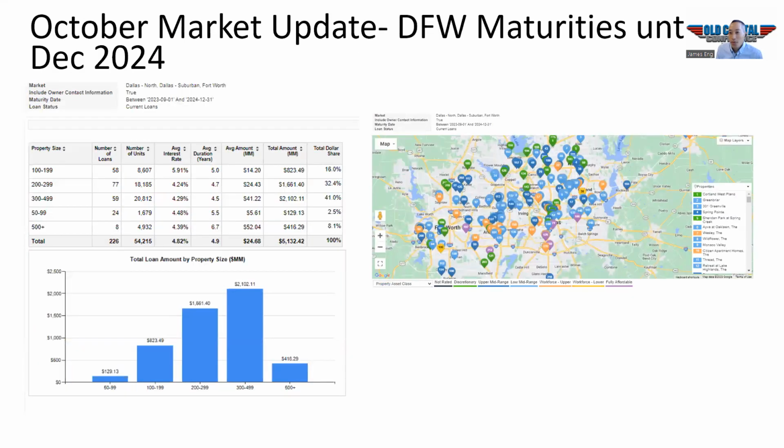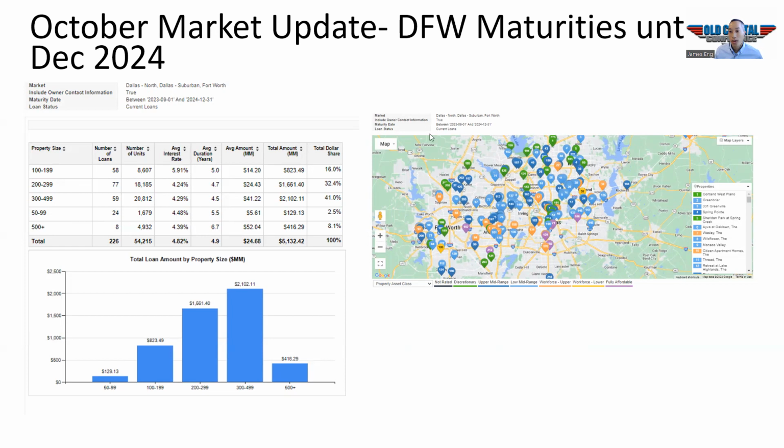All right, so I've tried to slice and dice this as many different ways as possible. This shows DFW loan maturities in the next 15 months, so till the end of 2024. When you look at this, the majority of the deals, so the number of loans, are larger deals. The biggest component is probably 200 to 300 units, and then most of them are 100 to 400 or 500 units. That's where most of the maturities are coming, and not necessarily in the smaller and not in the really big stuff.